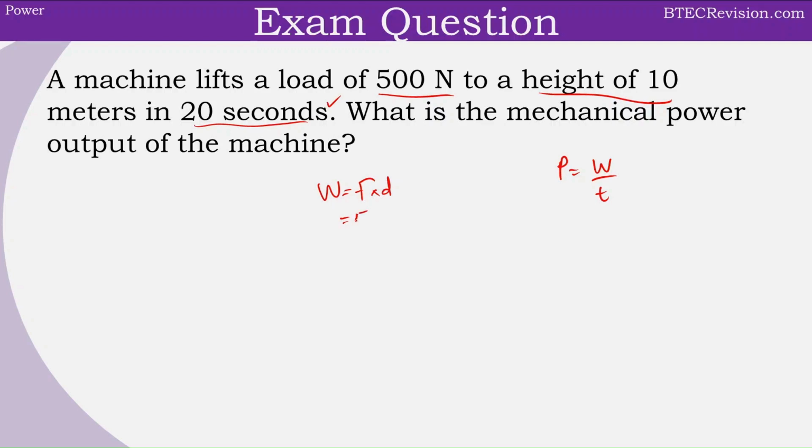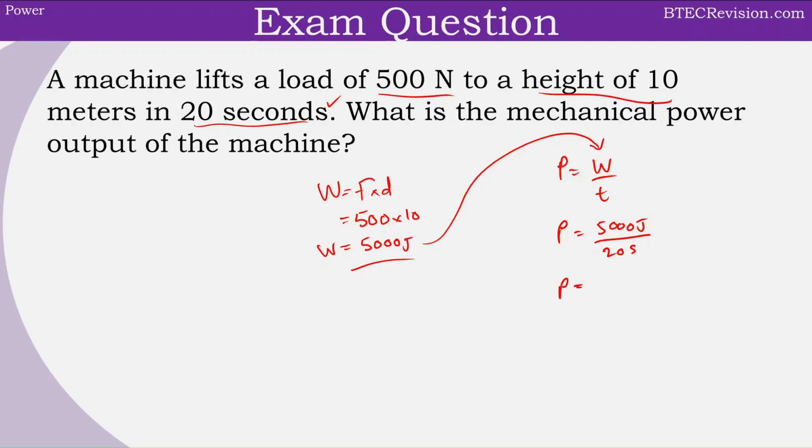Plugging in the values here, that's 500 newtons times a height of 10 meters, which gives us a value of 5000 joules of work. Now we can plug this into our equation to work out the power, which is equal to 5000 joules divided by a time of 20 seconds. And our final answer is going to be 250 watts.